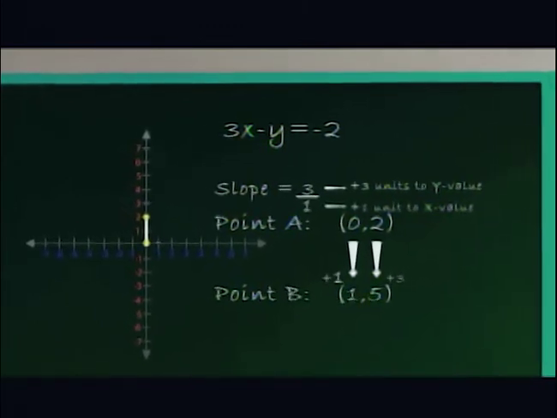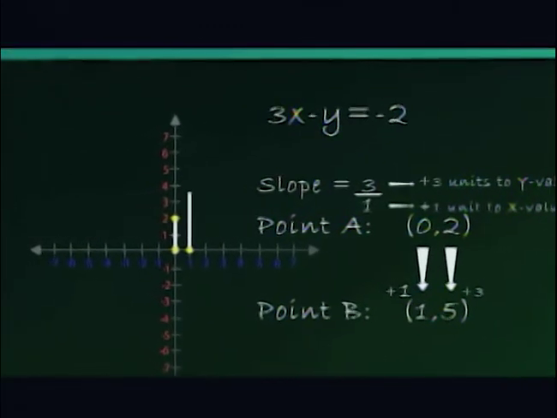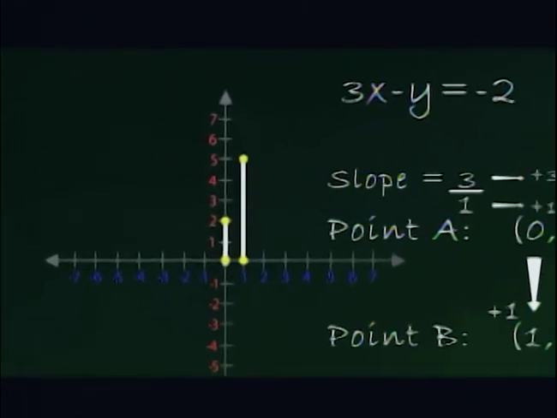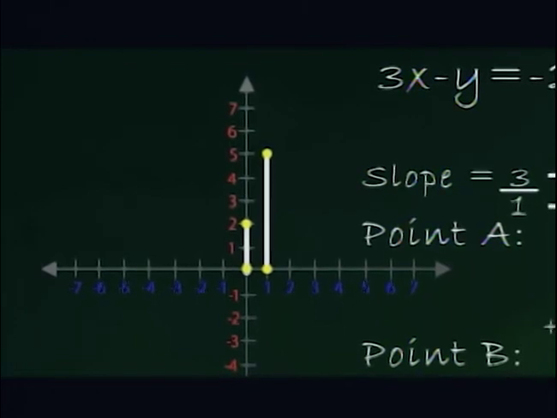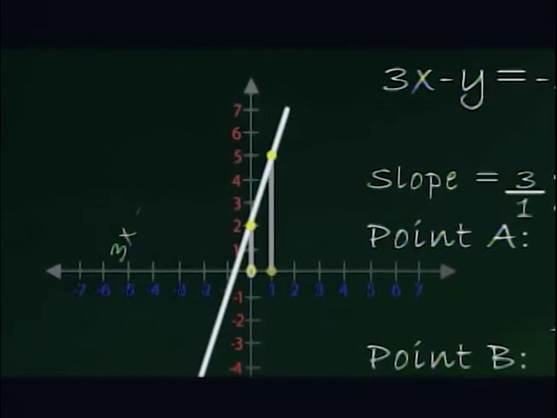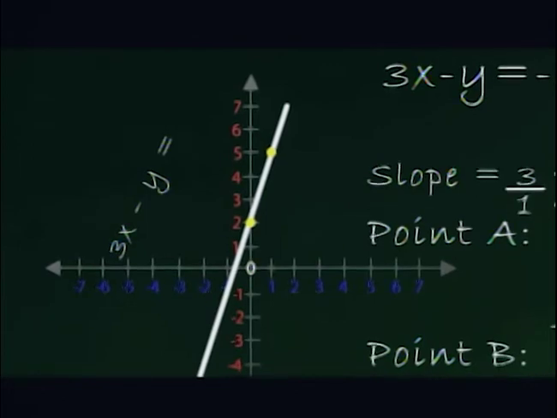Now let us plot the second point, (1, 5). By connecting these 2 points, we now have the graph of the equation 3x minus y equals negative 2.